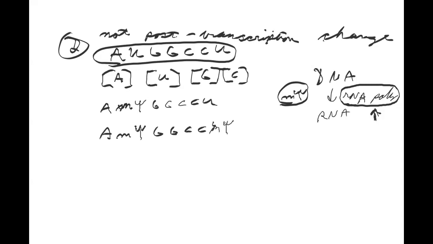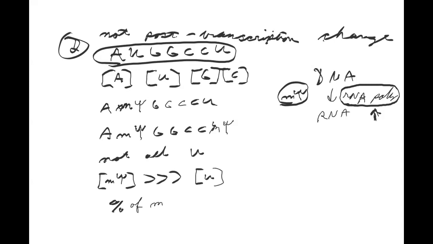Now, what you can do is that you can kind of randomize this. So not all the uridines are going to be replaced by methylated pseudouridine. What you can do is you can play with the concentrations. So your methyl pseudouridine concentrations can be much, much higher than your concentrations of uridine, and therefore the percentage of methylated pseudouridine will be much higher than the percentage of uridine in the RNA. Okay, that's one way to do it. Okay. There's also a third way that I'll go over.